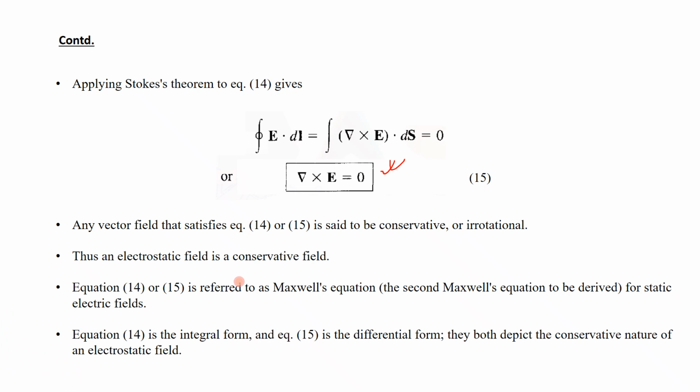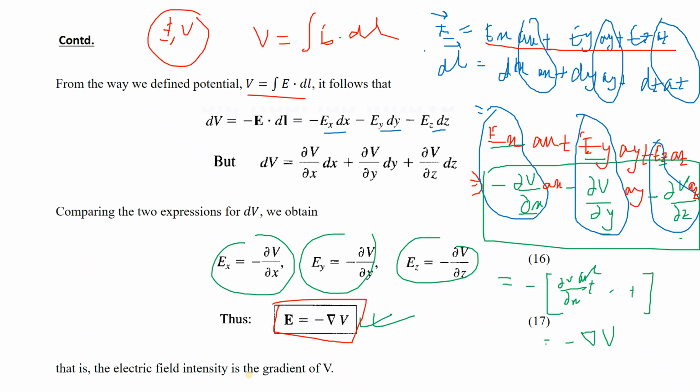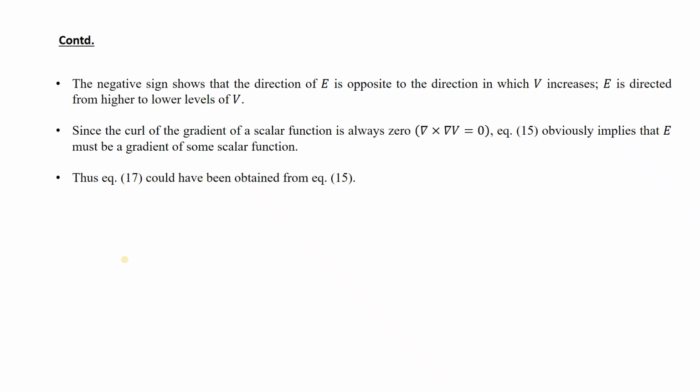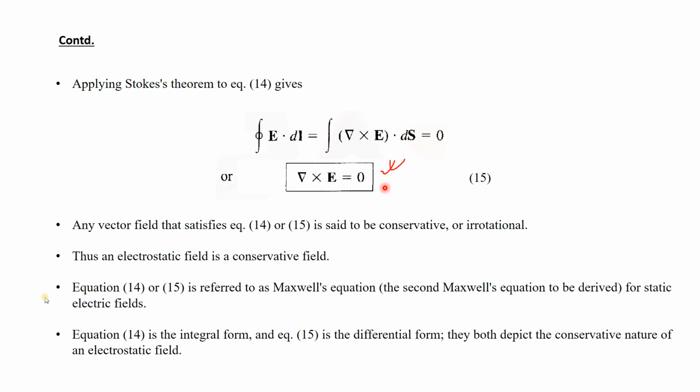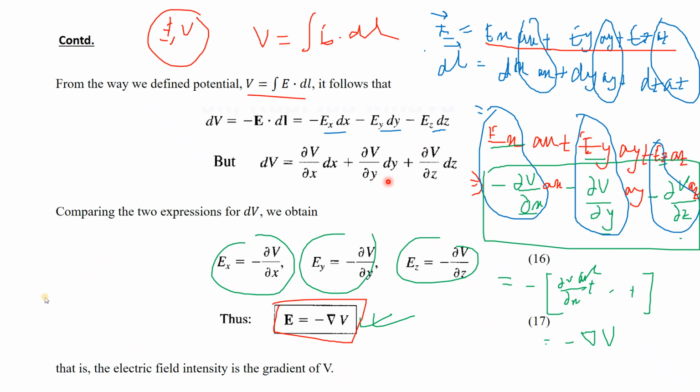So the electrostatic field E is irrotational. Here we have seen that E is equal to the gradient of V. So now we can match that curl of E is equal to curl of minus gradient of V, so it is 0. That is why it is 0. Hence we can also conclude from the first equation that the curl of E is 0, since the potential along a closed path is 0. From there we derived that curl of E is 0, so the electrostatic field is irrotational.